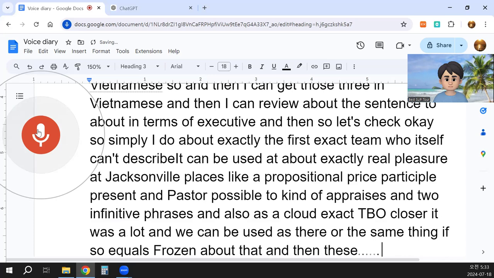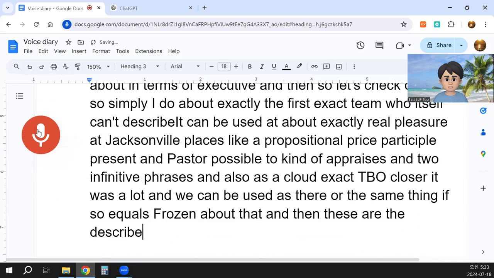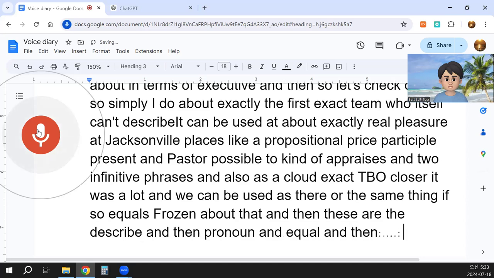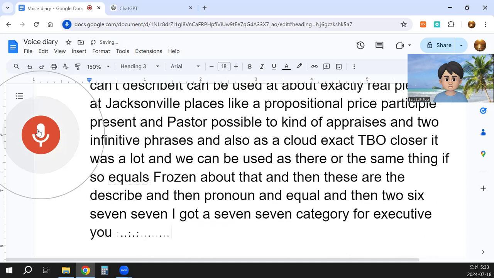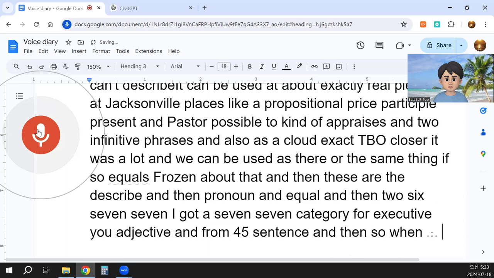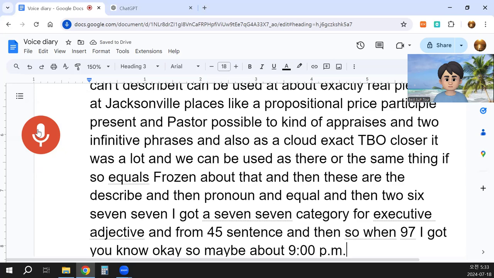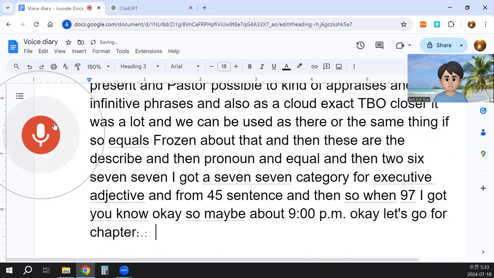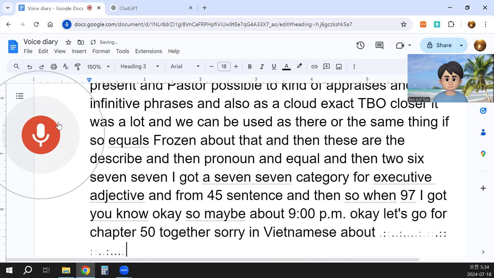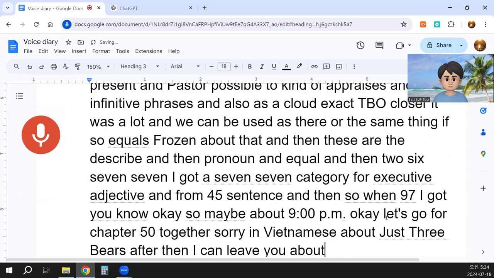These describe nouns, and the forms are word, phrase, and clause. These are the patterns. So adjective, phrases, relative pronoun, and the equivalent clause: I got seven categories for adjectives. From the 45 sentences, 29 plus 7, I got 36. Maybe about 9 in the adverbial forms, maybe something more, and let me check. Okay, let's go to ChatGPT to get a story in Vietnamese about three bears. After that, I can review adjectives in Vietnamese.